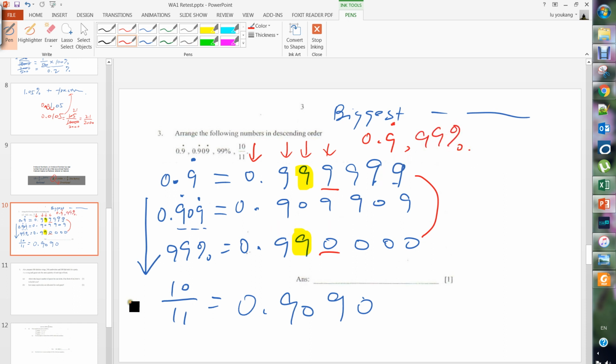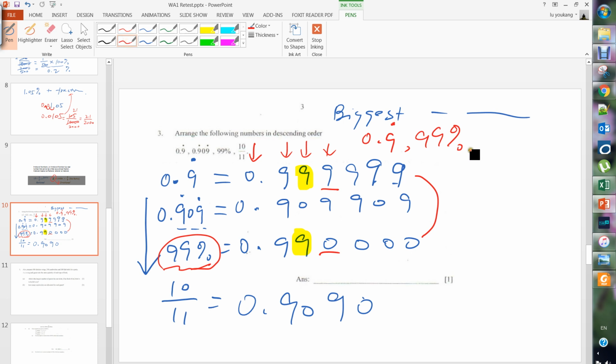Oh, by the way, you need to write the number that's given. You don't need to write this. You cannot write the expansion. You need to write the number that is given to you. That's why you write 0.9 dot on top, and then 99%.